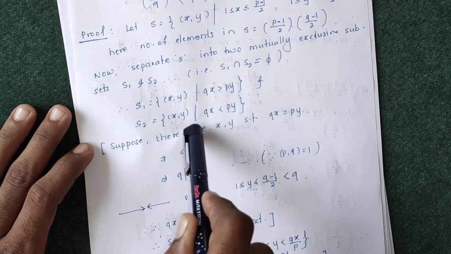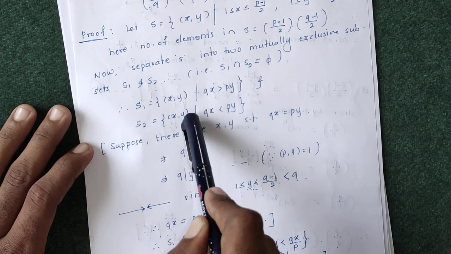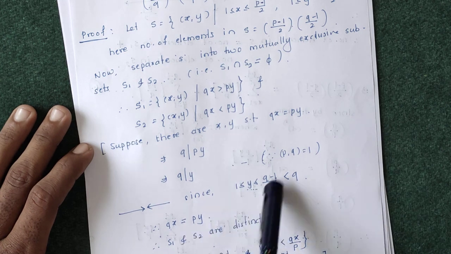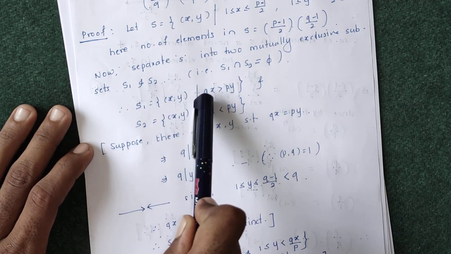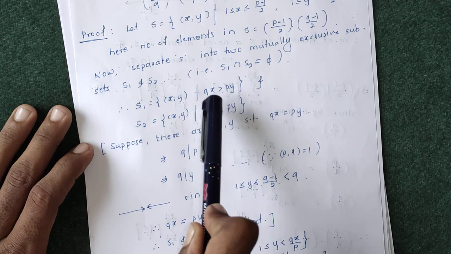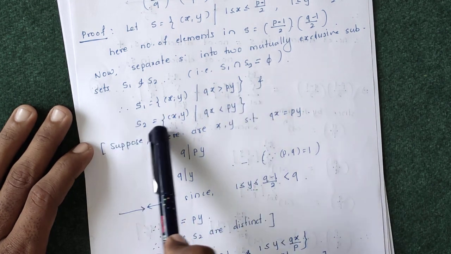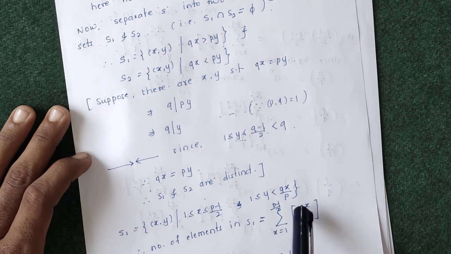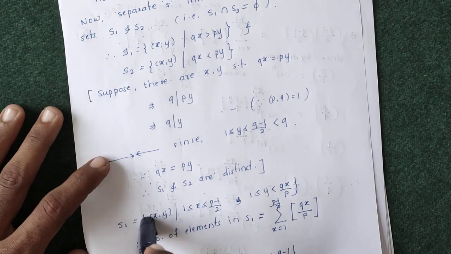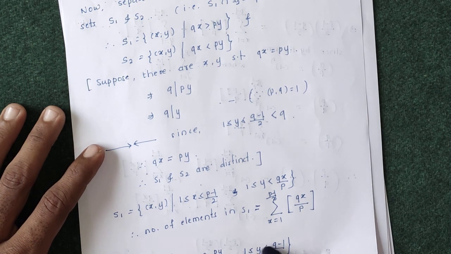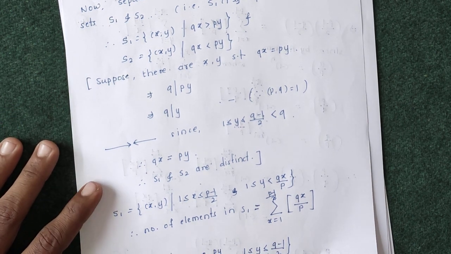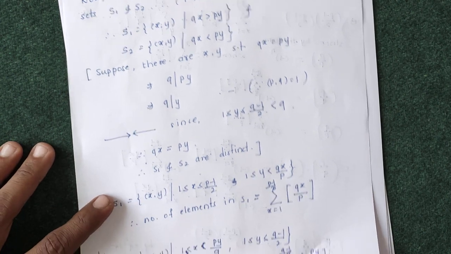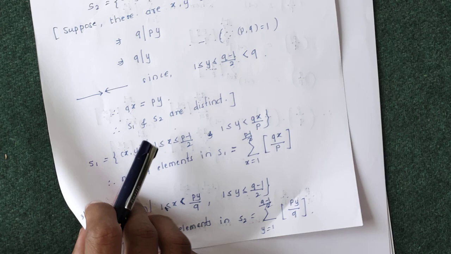So these two sets clearly have an empty intersection, since if qx is equal to py, then we get some contradiction. So there does not exist any x and y which gives qx equal to py. So from these we can write S1 in this form, and the total number of elements in this set S1 is again in this form. Similarly, we can write S2 in this form, and the total number of elements in S2 is again the summation of y varies from 1 to (q minus 1) by 2 of the greatest integer function of py by q.